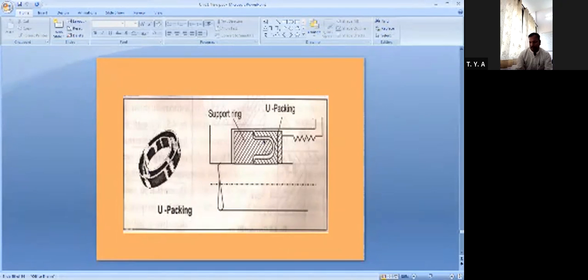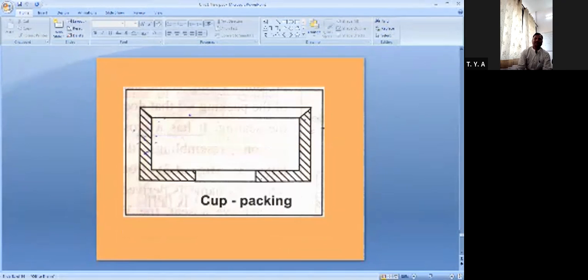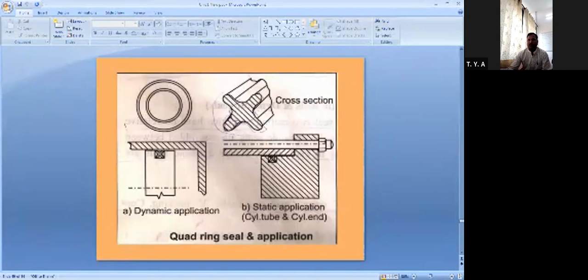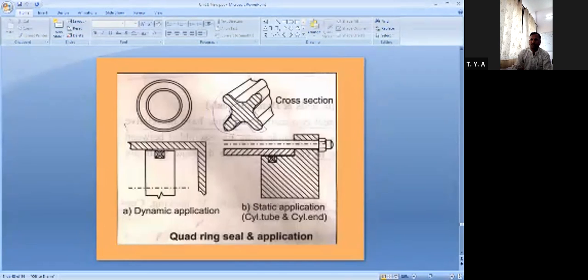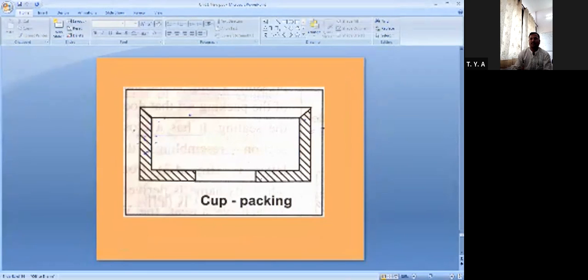Now let us go to the other one, that is our cup packing. You can see the image of the cup packing. Here I have shown a nice one. If you take the cut section from the front side, you will get a shape like this. This is your shaft. This will open, and you will get the U, that is the cup. Due to that, it is named a cup packing.